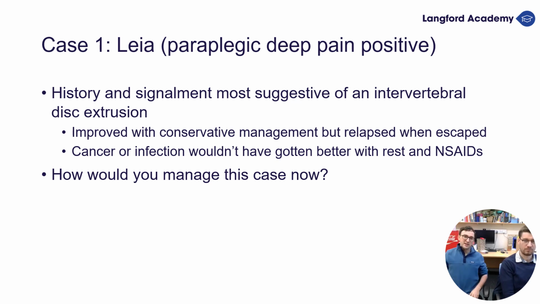In this case, based on the history, the most suggestive lesion would be an intervertebral disc extrusion. But that's based on the fact that she improved with conservative management, then relapsed after high impact exercise. You wouldn't expect a neoplastic or infectious inflammatory disease to improve with just rest or non-steroidals. We'd expect them to either stay static or continue to get worse. Now, what would you do in this case?